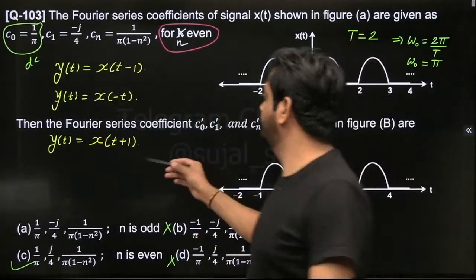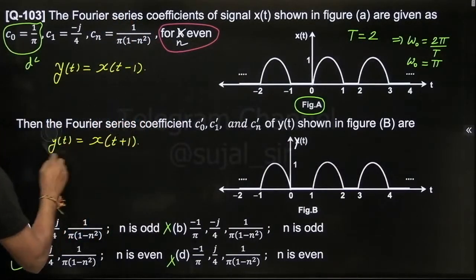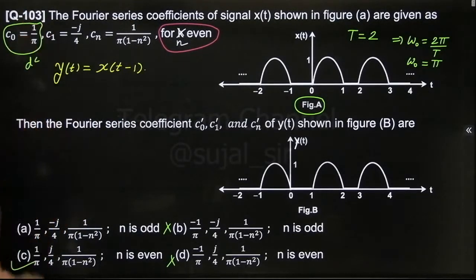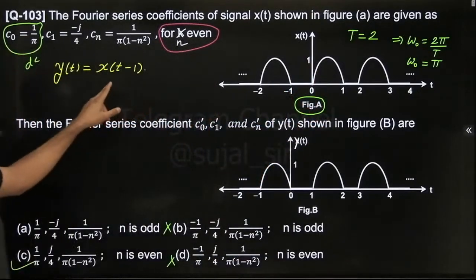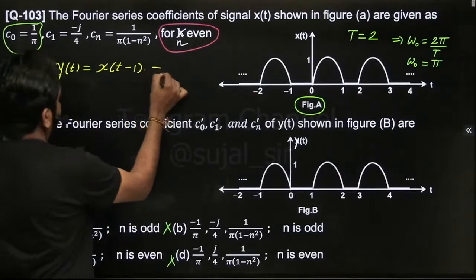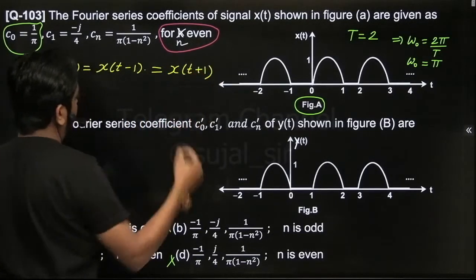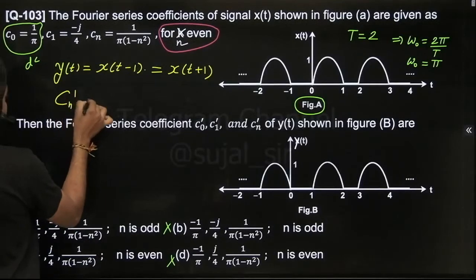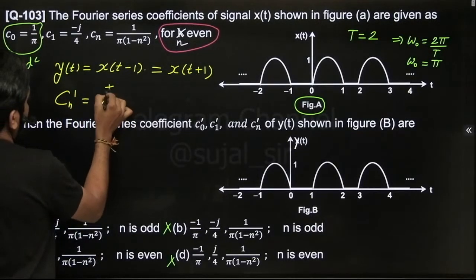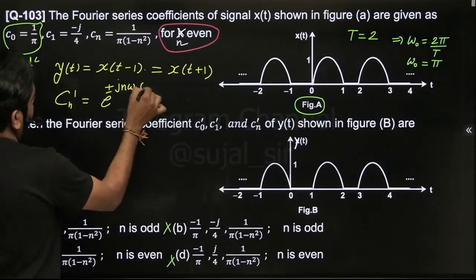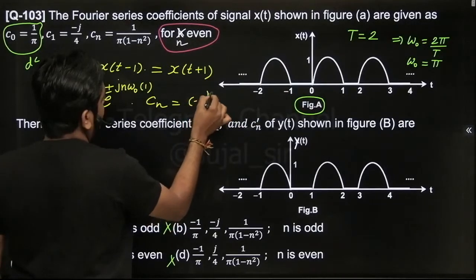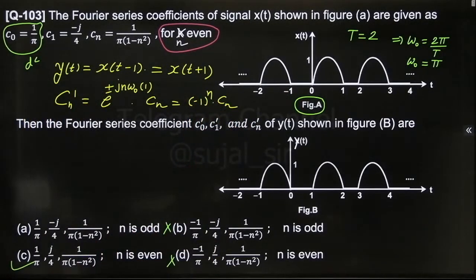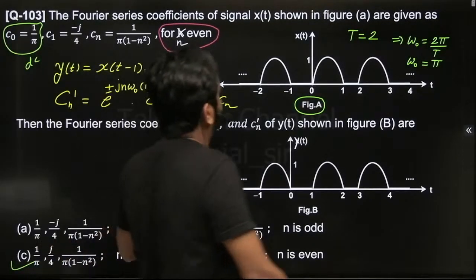Any doubt? So here which one do you have to use? Right shift, or you can use left shift also, guys. Not time reversal. Only right shift by 1 unit or left shift by 1 unit. You can take x of t plus 1 also, and you will get the same answer. So Cn dash is equal to e power plus or minus j n omega 0 t naught, with t naught equal to 1, into Cn, where omega 0 equals pi. So minus 1 power n into Cn. Simple. Are you getting it? Option C should be the right answer of this question.